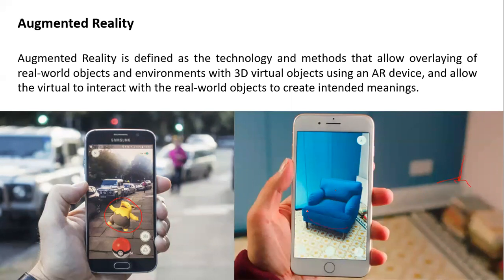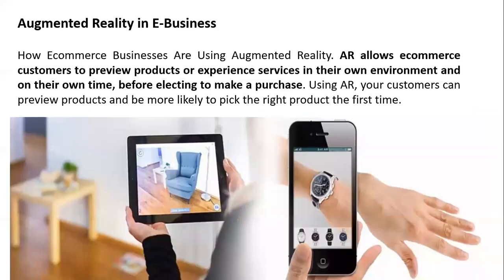So this chair is a virtual 3D object. It's a virtual thing. So then you can understand augmented reality means we can combine some virtual 3D designs with the real world backgrounds. So this augmented reality is used in electronic business as well.